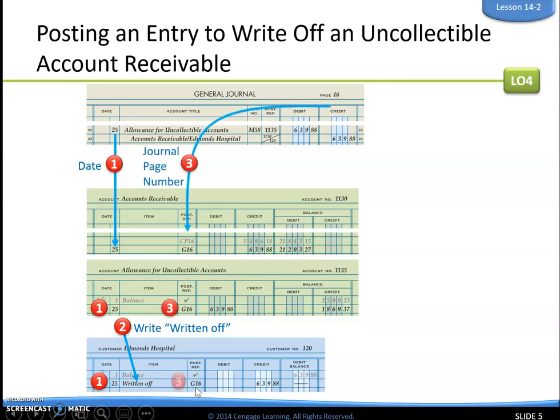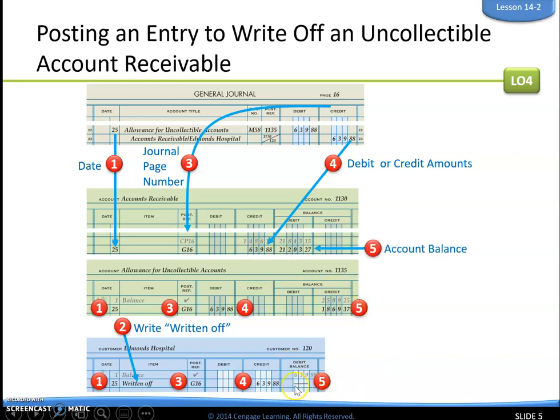G16, remember, stands for General Journal, page 16. We have our credit and our debit. So up here, we have a credit to accounts receivable. Here we have a debit to allowance. And then here we have our credit to Edmonds Hospital. And then in each one, we found our new balance. Remember, for a zero balance, we don't just write zero, we put a line through it, showing that there's a zero balance. And then our last step would be to bring our account numbers to our post reference column. So here we see for this line, we have our accounts receivable account number, and then we have our Edmonds Hospital customer number in that post reference because we posted that credit twice.